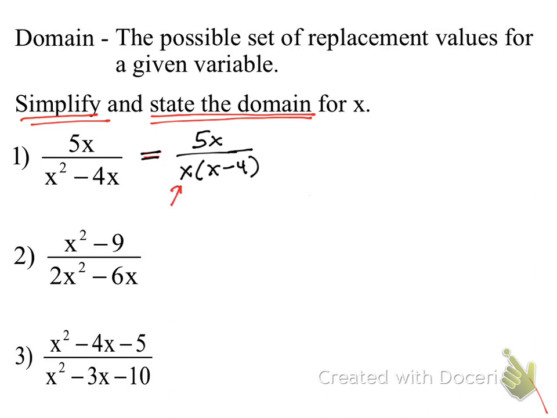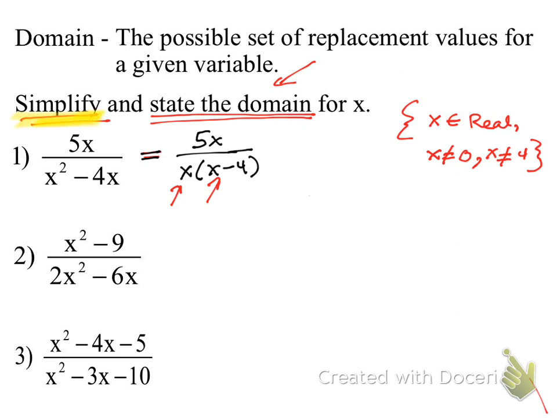What would x have to be here to give you a 0? 0. X cannot equal 0. What would x be here to give you a 0? 4. Positive 4. X cannot equal 4. But here it's asking for the domain. So you have to write x is an element of the reals, comma, but x cannot equal 0 and x cannot equal 4. That is stating the domain. Is everybody clear on that?